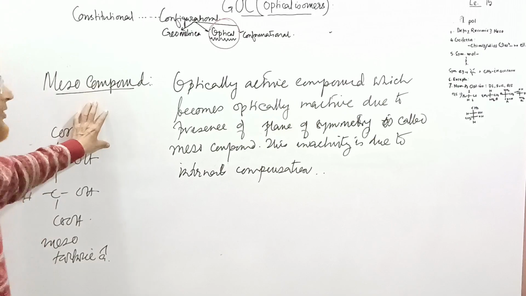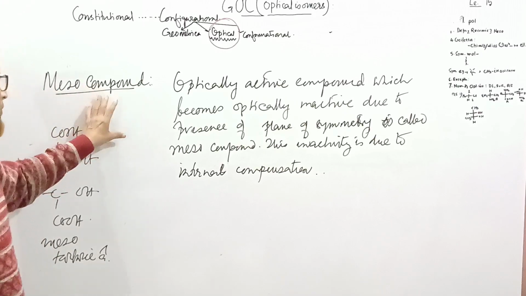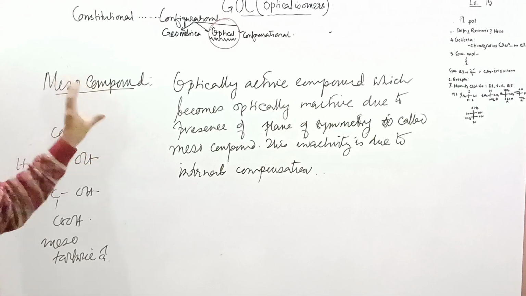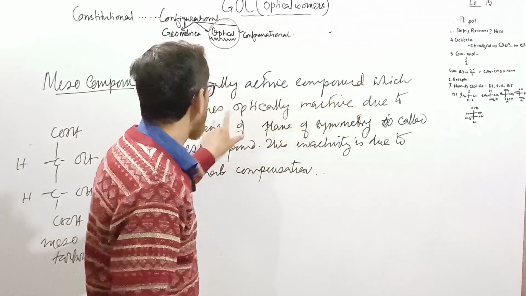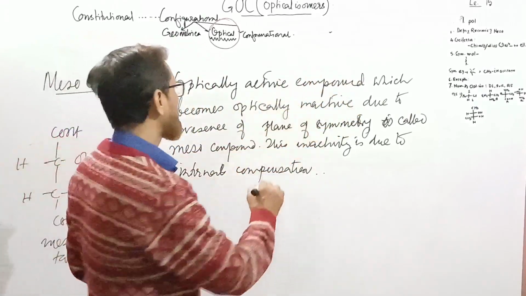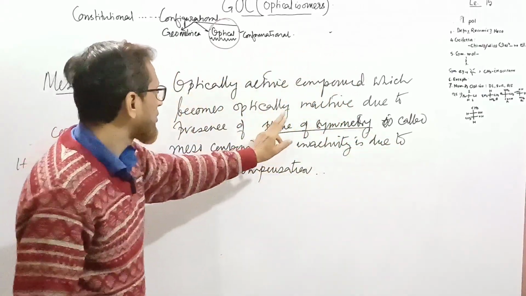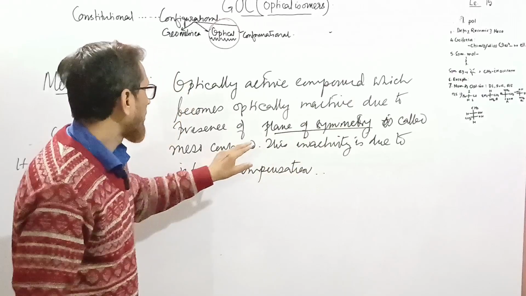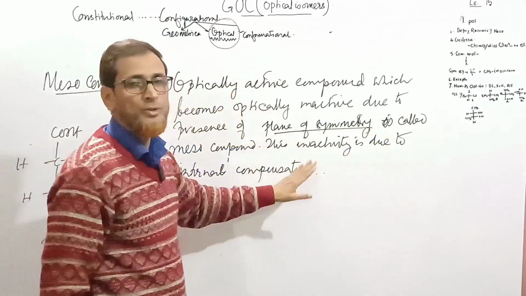So meso compound is another. Mind that meso compound was actually one of the isomers of the optically active compounds. It is an optically active compound which becomes optically inactive due to the presence of a plane of symmetry. Later on I am coming to what symmetry is. A compound with a plane of symmetry is called a meso compound. This is inactive due to internal compensation.